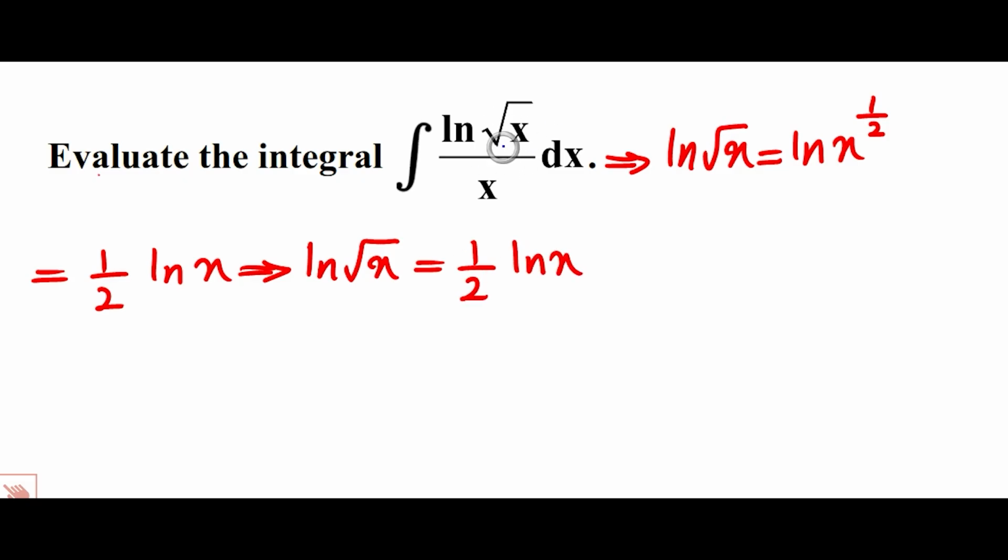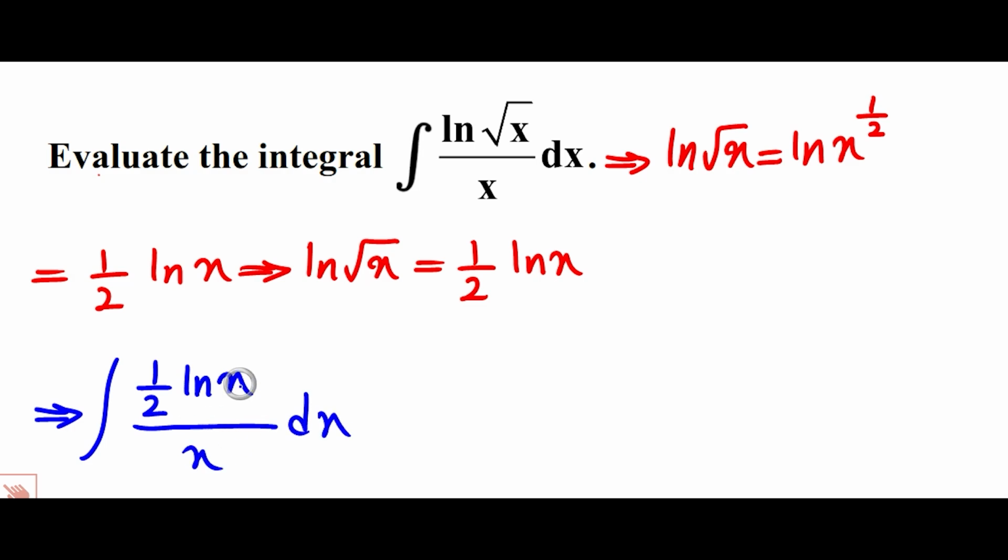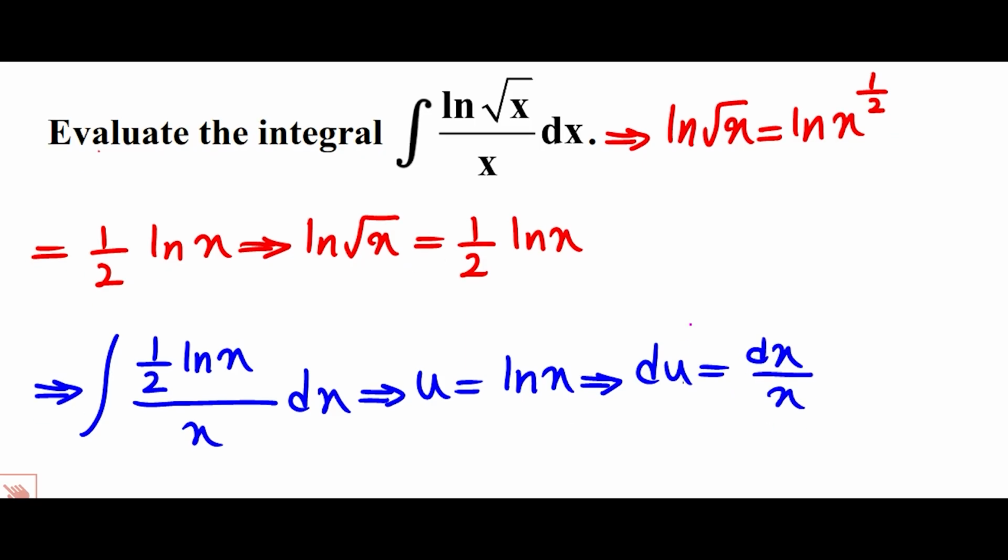Let's rewrite the integral now. The integral of 1/2 ln of x over x dx. Look closely, we have ln of x and also we have its derivative 1 over x. This is a perfect setup for u substitution. Let u equal ln of x. So if we take the derivative of both sides, we have du equals dx over x.